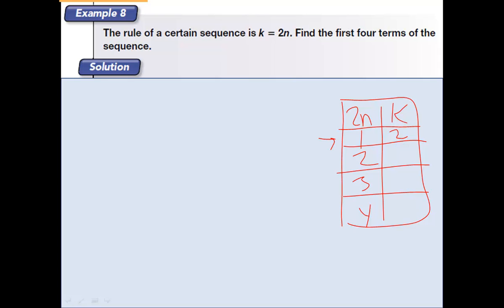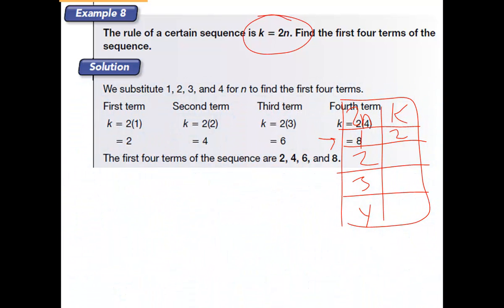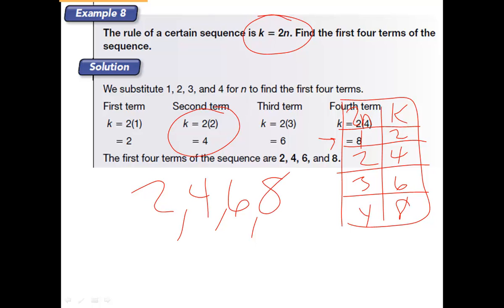Go ahead and see if you can do this yourself. Don't let this get you all confused. It's not that hard. Okay, so we substitute 1, 2, 3, 4 like I did. They didn't use the table like I did. But as you can see, 2 times 2 is 4. 2 times 3 is 6. 2 times 4 is 8. And they come up with your sequence: 2, 4, 6, and 8. I like to do this, but you don't have to do that if you don't want to. Whatever works for you best.